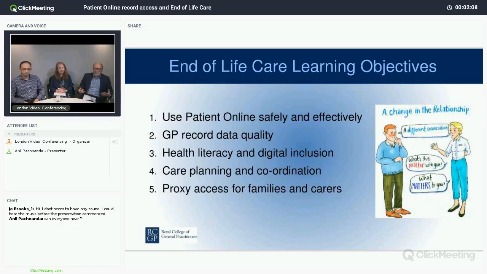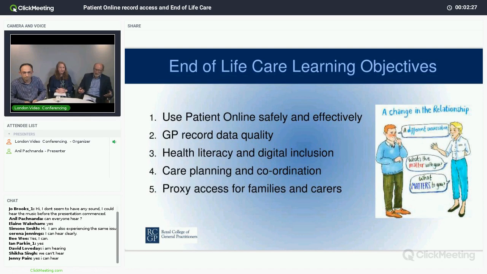And underlying this whole process is that of care planning and coordination. This is about looking to prepare for what is going to happen later. And as I talked about, where digital inclusion is an issue, it may well be that families and carers have a very good reason for wanting to have access to Patients Online services.